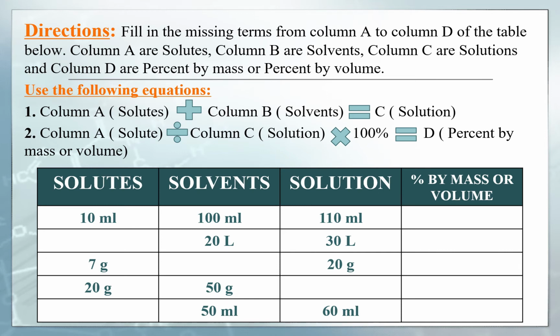Number 1, column A, solutes, plus column B, solvents, is equal to C, or solution. Number 2, column A, solute, divided by column C, solution, times 100% is equal to D, or percent by mass or volume. Take your time in answering the question and make sure you have a proper calculation.